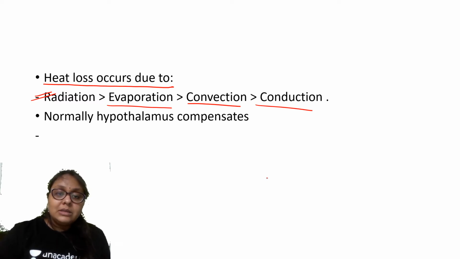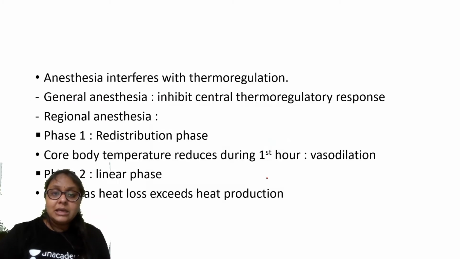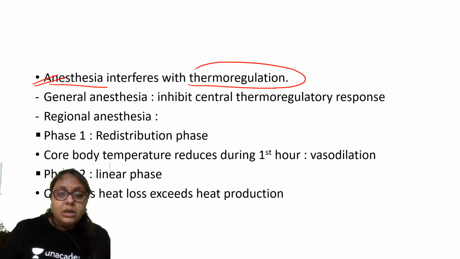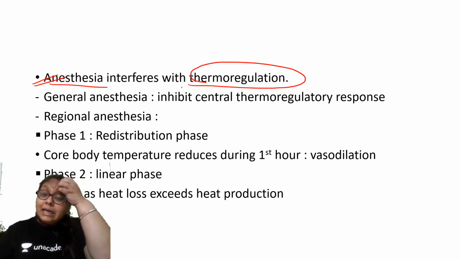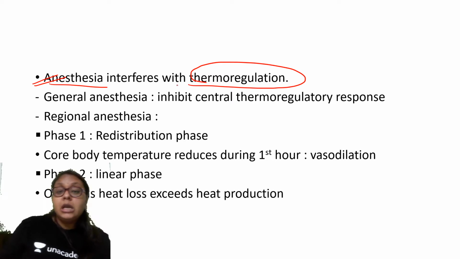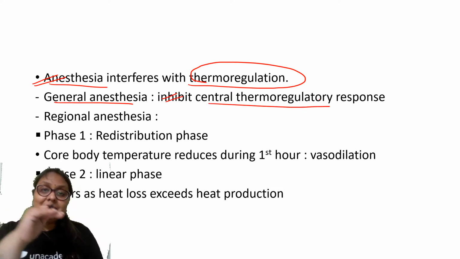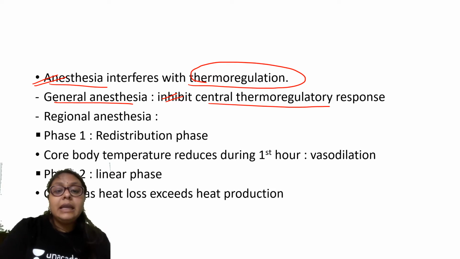Normally the hypothalamus is able to compensate for this heat loss, but during anesthesia it interferes with thermoregulation, and both during general and regional anesthesia there is interference in thermoregulation. General anesthesia inhibits the central thermoregulatory response. It depresses the hypothalamus, and therefore it inhibits the central thermoregulatory response.